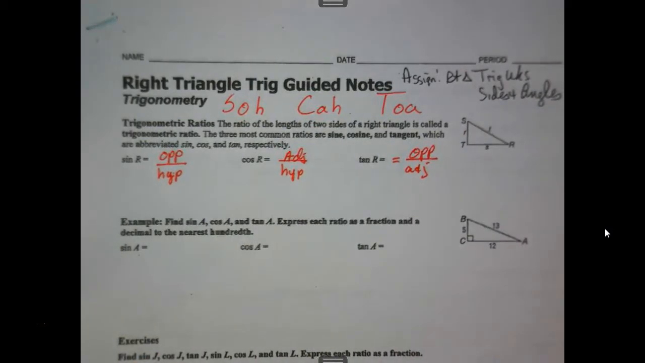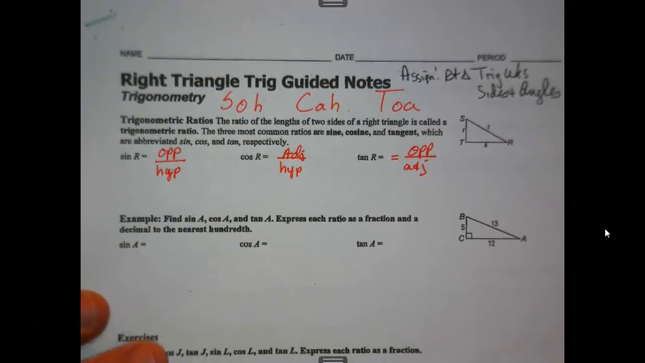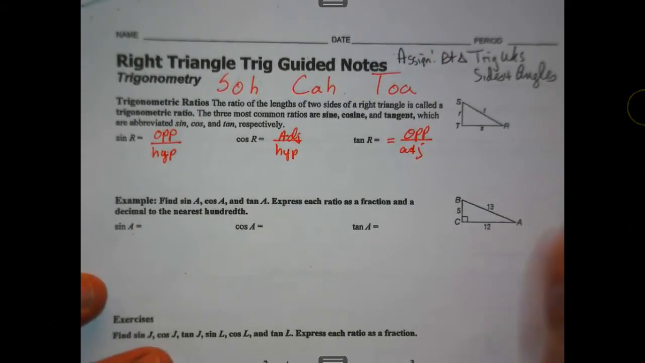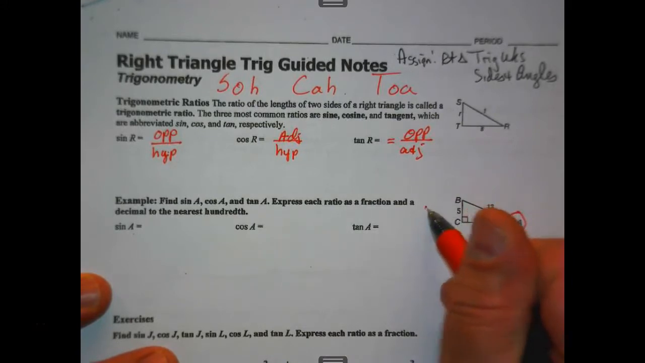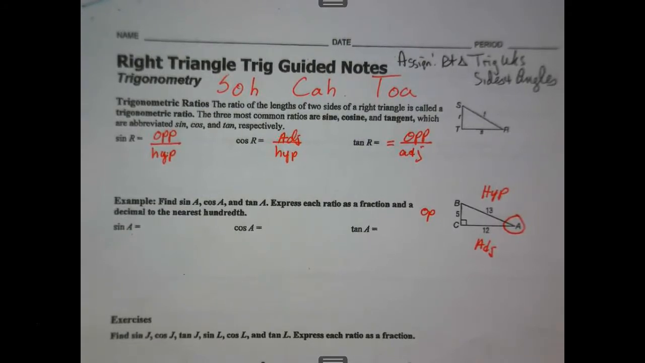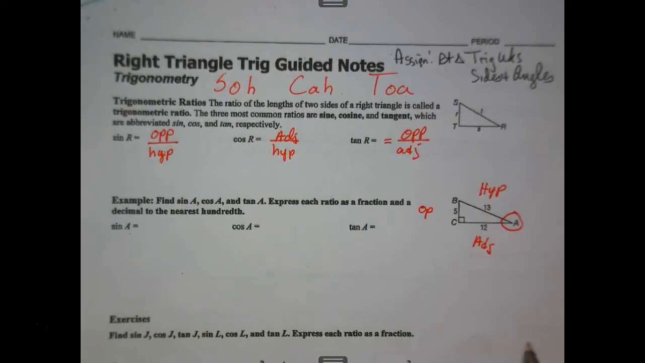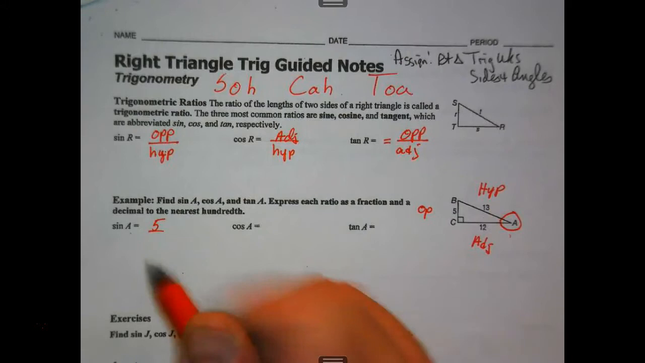Okay, find sine of A, cosine of A, and tangent of A. Express each ratio as a fraction and a decimal to the nearest hundredth. Okay, so they want it from the viewpoint of angle A. So the sine of A, from the viewpoint of A, is opposite, adjacent, and hypotenuse, which is the longest side, always opposite the right angle. Sine of A is going to be opposite over hypotenuse.